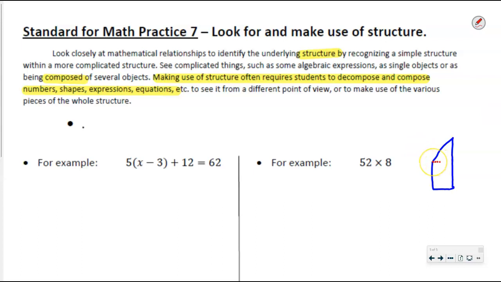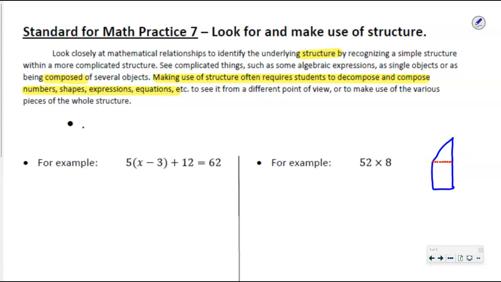So we do this naturally. We just don't always realize that we're making use of the structure. This shape is composed of a triangle on top of a rectangle. So find the area of one shape, then find the area of the other shape, then recompose them back together. We took it apart, treated them separately, brought them back together.